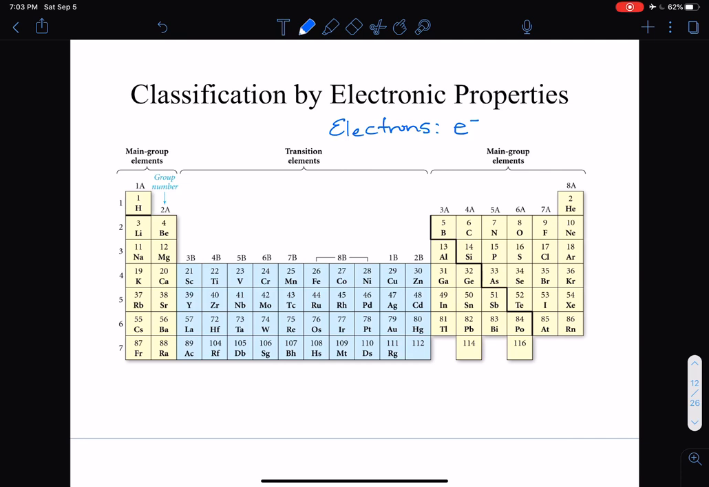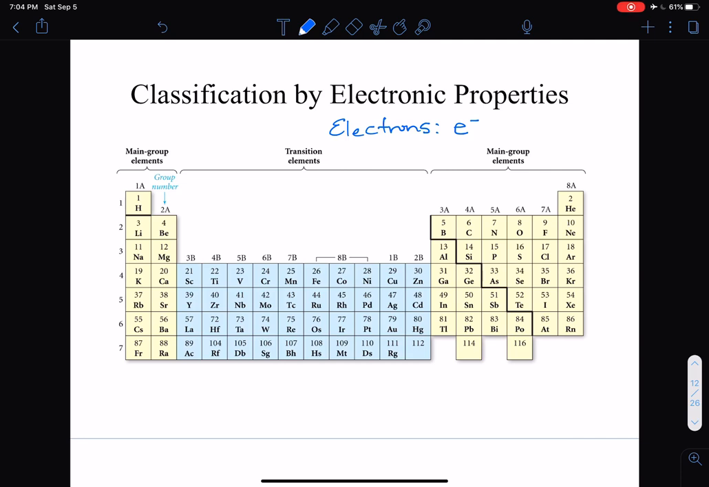So remember before we talked about the A's and the B's. Again, the columns or groups or families that have the A's by them, the first two and the last six that are in yellow on this periodic table, are called the main group elements. They're called main group elements because they tend to have similar electronic properties and they tend to do things that we can predict easily.